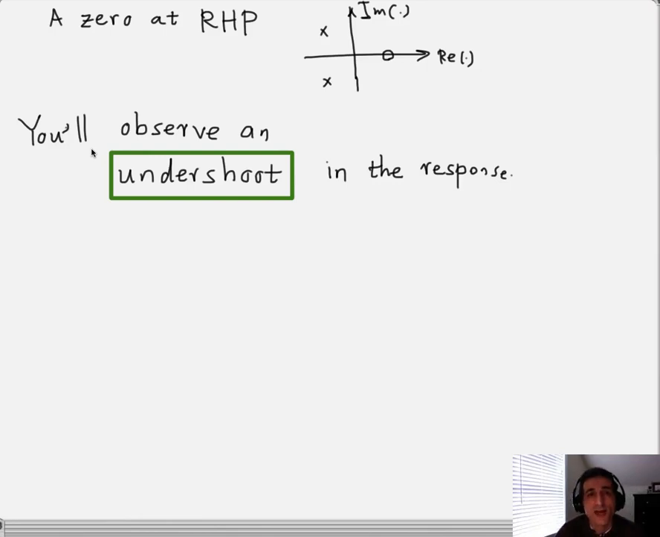Now, if you have a 0 in the right half plane, so in the s plane, if I have a pair of complex conjugate poles and just one 0, and that 0 is located in the right half plane, then what we're going to observe in the response is what is called undershoot. And that's something that I'm going to show you in the next slide.